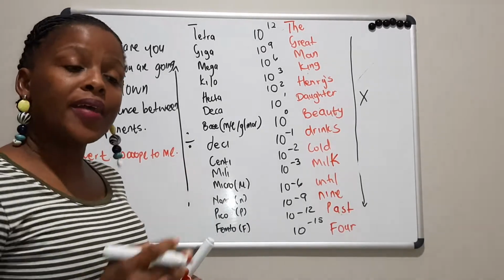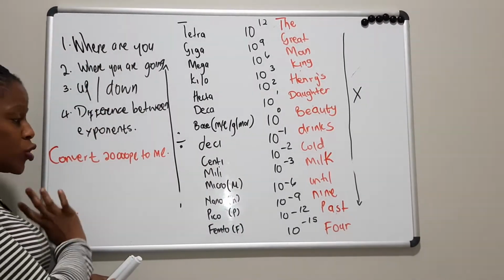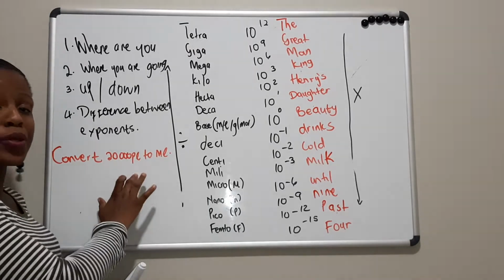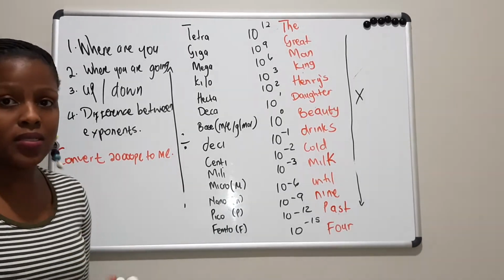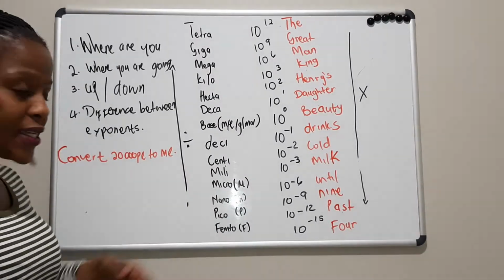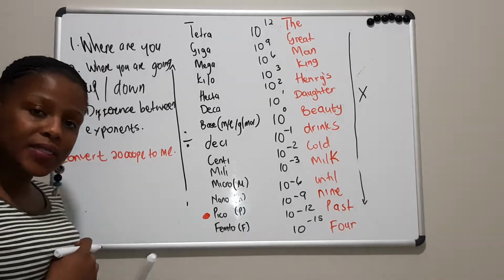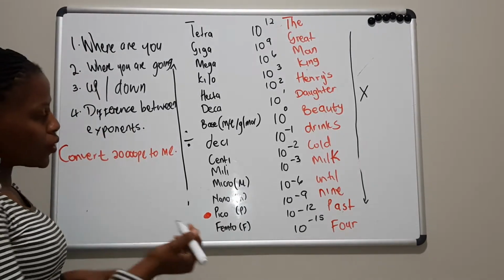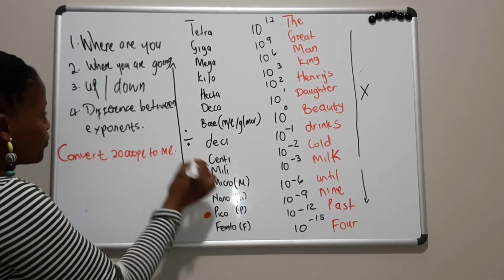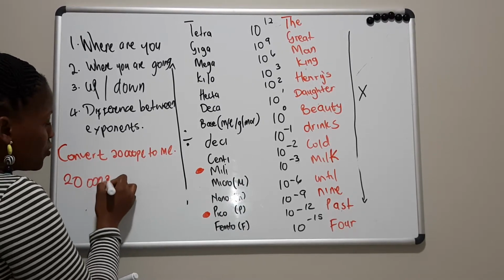Okay, so the other example that we are going to do says we need to convert 20,000 picoliters to milliliters. So we're still going to follow our steps. Step number 1 says we must determine where we are. So we are here on picoliters. And where are we going? We are going to milliliters. So we're going to write 20,000 picoliters.